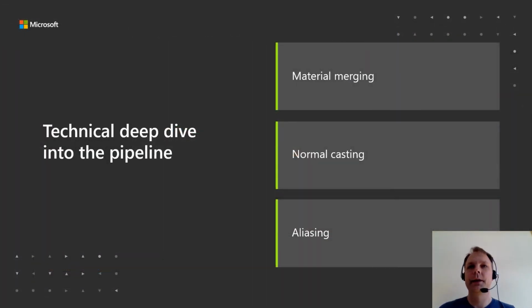So let's dig a little bit deeper. We're going to look at the material merging process, how we dealt with the normal maps, and finally how we dealt with some aliasing that was showing up, causing the textures not to look as good as they could.